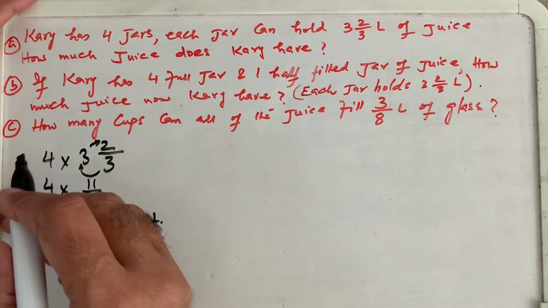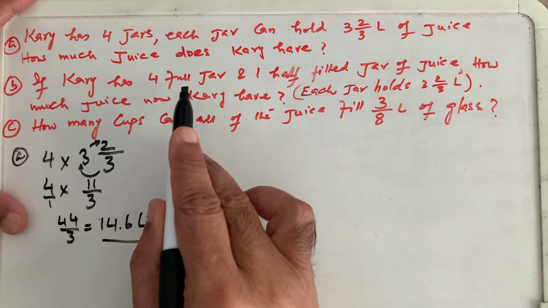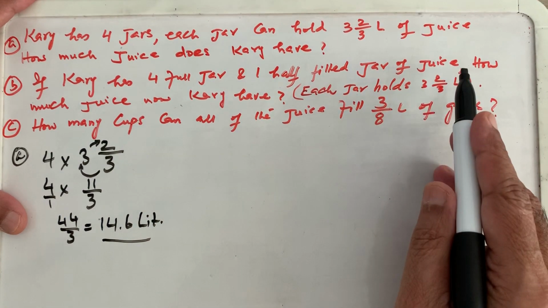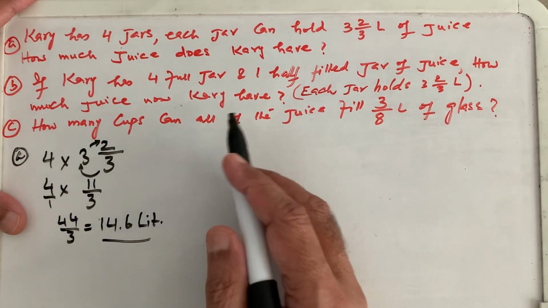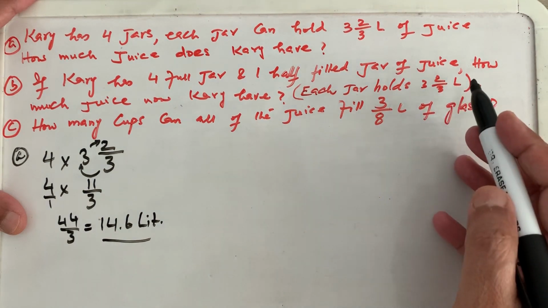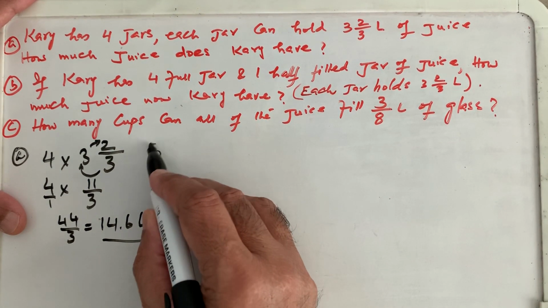Now, second part. This is your part A. B part, if Kary has 4 full jars and 1 half filled jar of juice. Now she has got 4 full and 1 half jar of juice. How much juice does Kary have now? Each jar still holds 3 whole and 2 by 3 liters. So this time, part B.